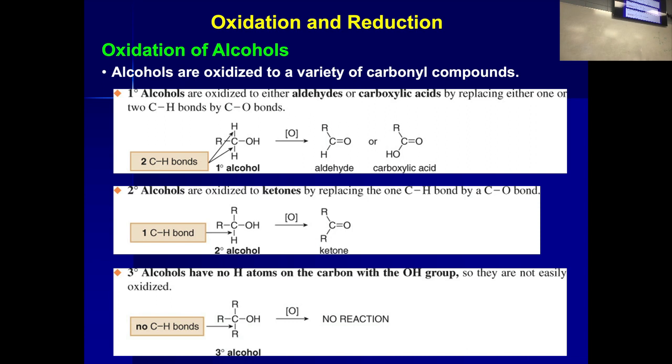Tertiary alcohols, however, have no carbon-hydrogen bond, and so they can't undergo oxidation. I can take a tertiary alcohol and leave it out in the air for a long time. It will not oxidize to anything. They do not do a reaction to form another functional group.